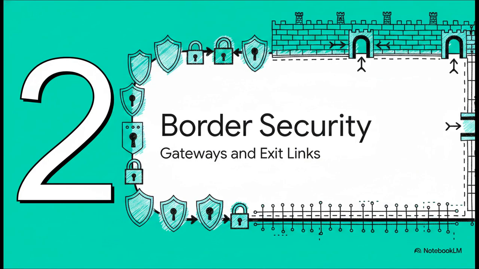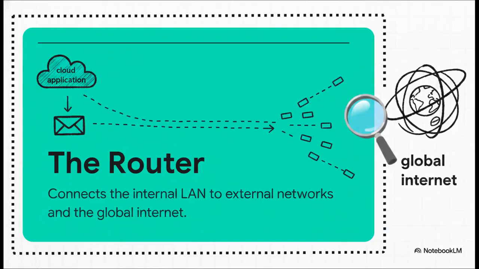Now let's move to Section 2, Border Security and Gateways, and see how this builds when data actually needs to leave the building. So what if you're accessing a cloud application or emailing a client out of state? Well, the switch isn't enough anymore. Now, the data has to hit the router. The router is your literal border crossing. It's the gateway device that connects your secure internal local area network to external networks, and ultimately, the entire global internet. Literally every single piece of outgoing office data must pass through this specific checkpoint to find its way out into the world.